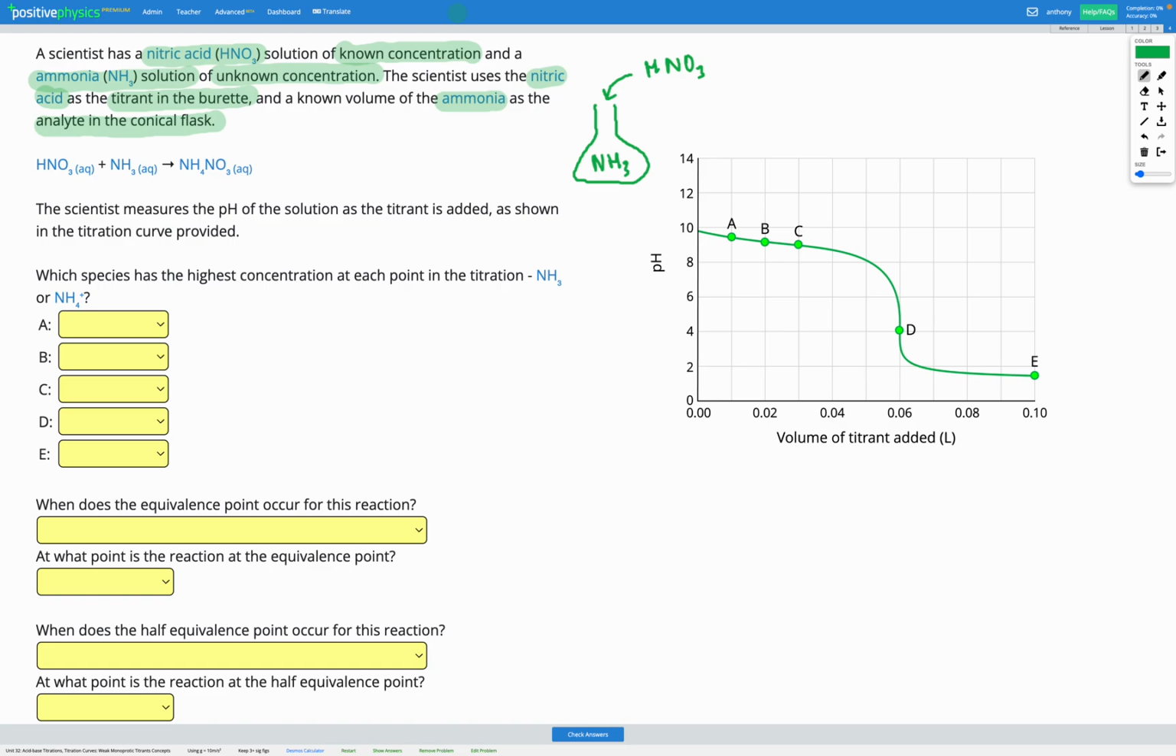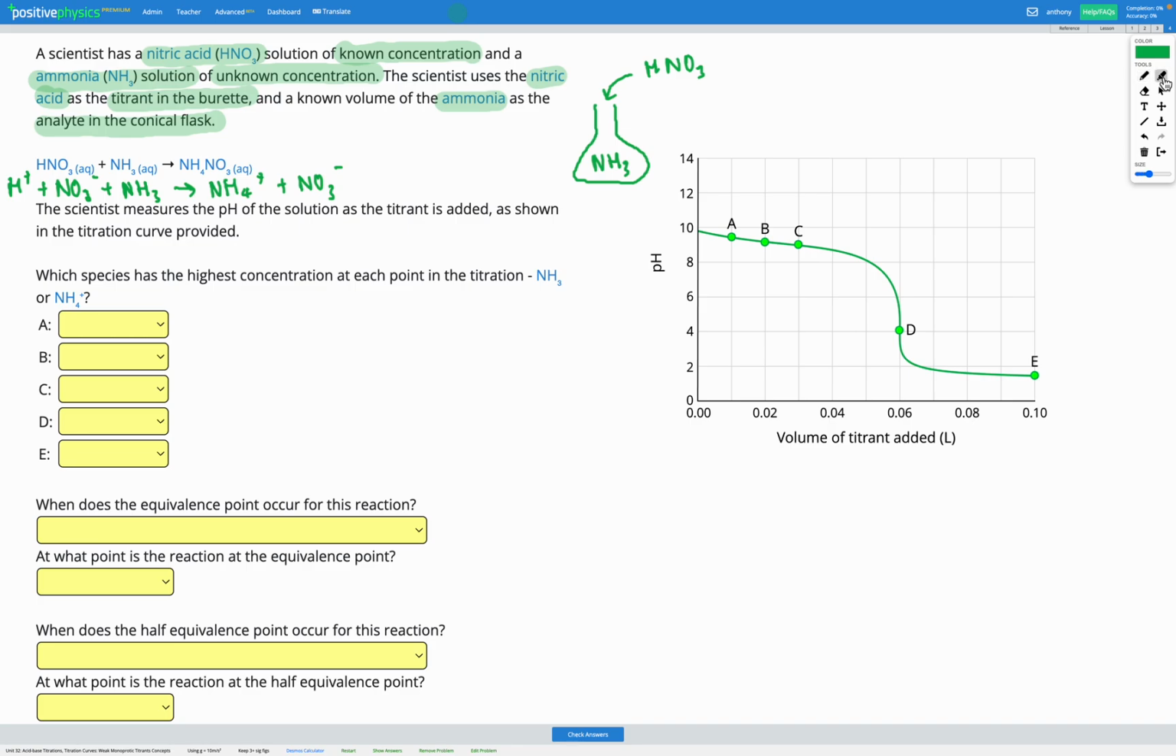So HNO3, nitric acid, that is a strong acid. So that is going to split up into its ions, H+ and NO3-. NH3 is a weak base. That means that most of the NH3 is staying as an NH3 molecule. Now, when these react together, we're getting ammonium nitrate formed, which is a soluble salt. So we're getting NH4+ and NO3-.